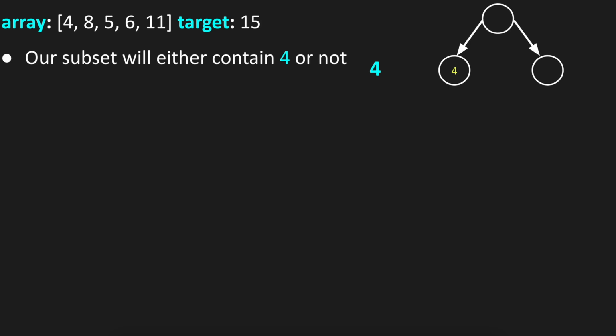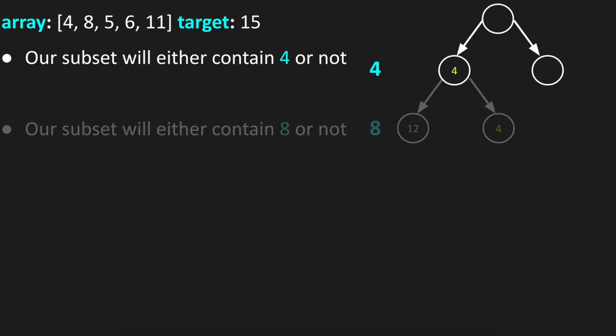The first call is the recursive call where we are including 4, so we are adding 4, right? On the other side, we are calling our function again, but we are not including 4 in our subset. Again, the next element is 8, so we either include 8 in our final subset or we are excluding it. If we include it, 4 plus 8 gives us 12, and if we exclude it, the 4 stays the same, right?